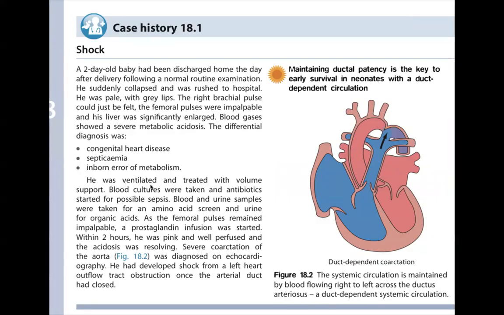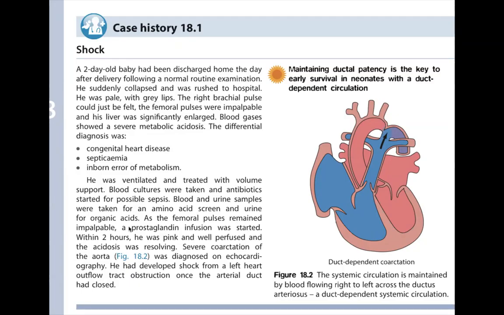He was ventilated and treated with volume support, so volume support is important here. Blood cultures were taken and antibiotics started for possible sepsis. So there is no need to wait for the results. You will take the blood cultures for the septic workup and you will start the antibiotics. Blood and urine samples were taken for amino acid screen and urine for organic acids.